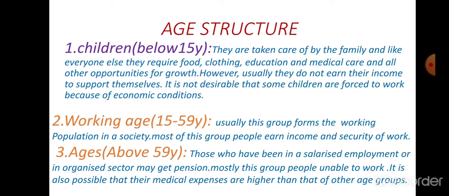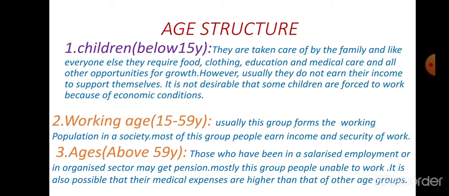Next, working age 15 to 59 years. Usually this group forms the working population in a society. Most of the people in this group earn an income and have security of work. The age group above 59 years: those who have been in salaried employment or in the organized sector may get a pension. So somebody may get the pension, somebody may not. Mostly this group of people is unable to work. It is also possible that their medical expenses are higher than those of other age groups.